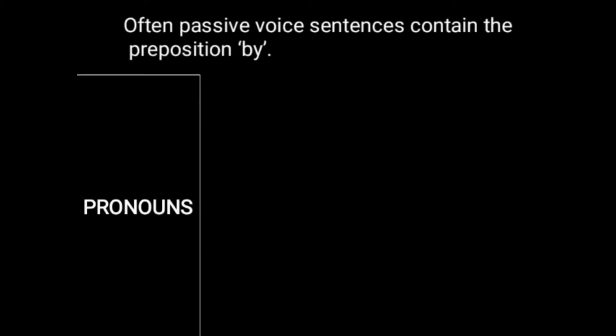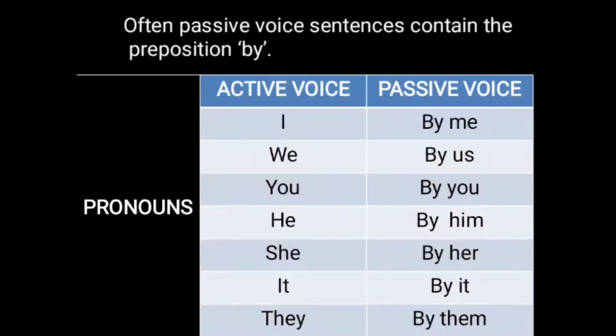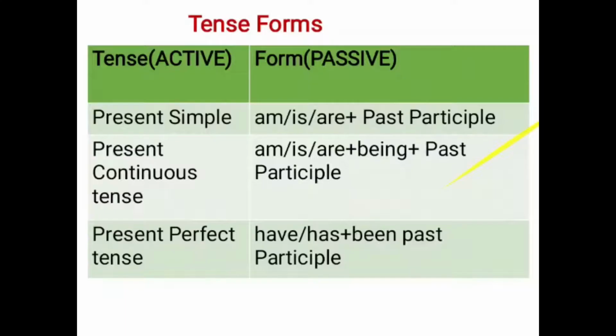Now what about the pronoun change? As we have already learned, the preposition "by" is used along with the object. So what are the pronoun changes? In active voice, I changes to me, we changes to us, you changes to you, he changes to him, she changes to her, it is it, and they changes to them.